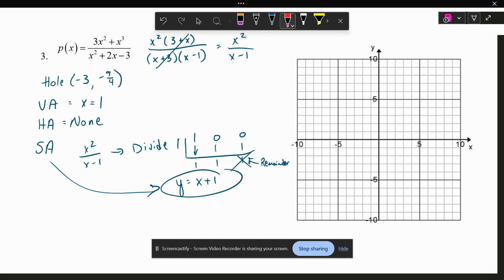So now I'm going to graph my asymptotes. I'm going to graph, first off, my vertical, x is equal to 1. And then my slant is just like a linear equation. I'm going to start at 1. I'm going to go up 1, up 1, up 1, up 1. And this is going to be my dash. Down, down, down, down, down, down.